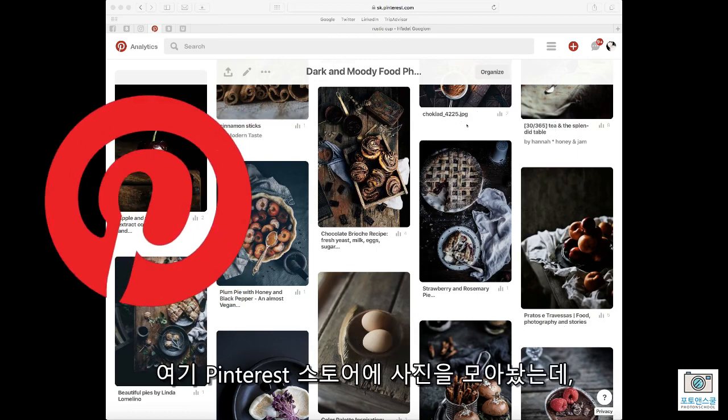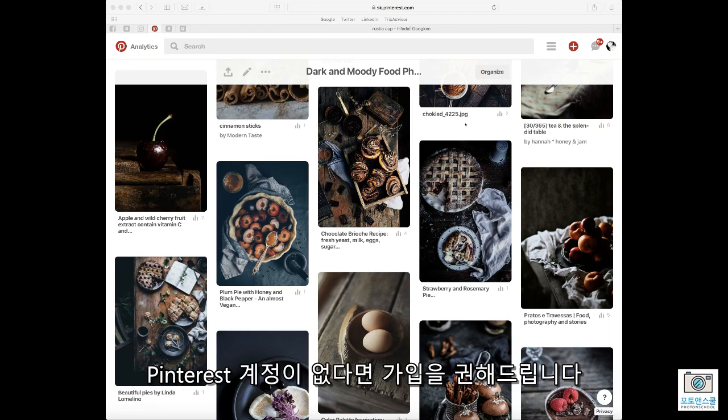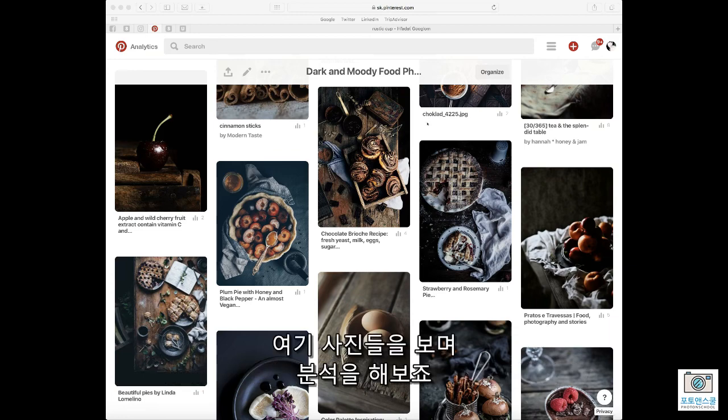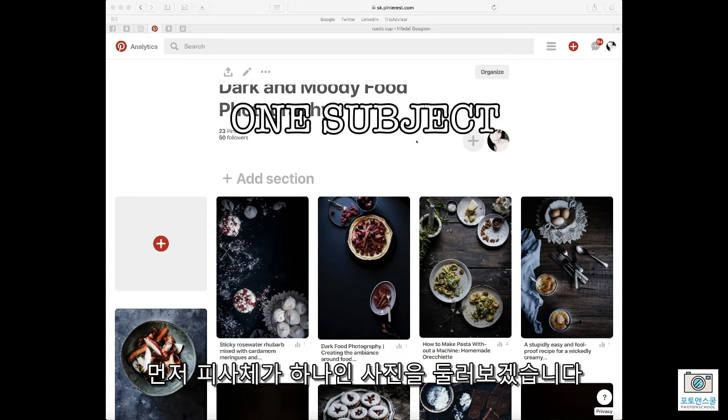I have collected some pictures to a Pinterest board. I hope you know Pinterest. If not, I recommend you sign up. I have collected these pictures so that we can go through them and do a little analysis. So let's find, at first, pictures where there is only one subject.